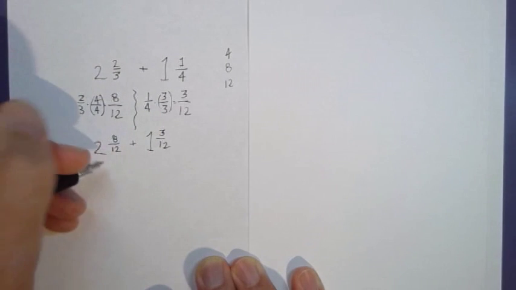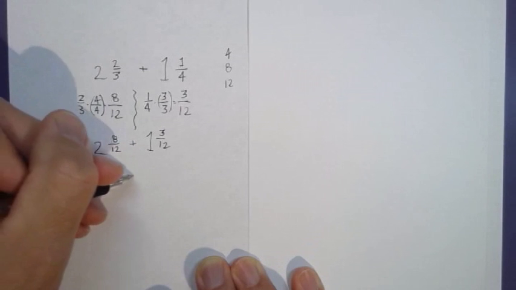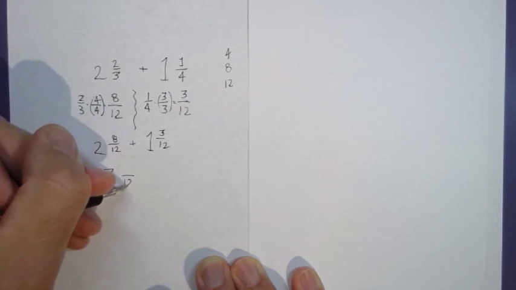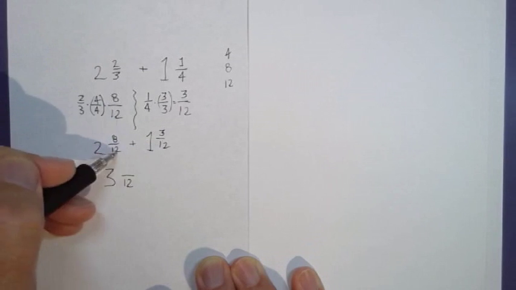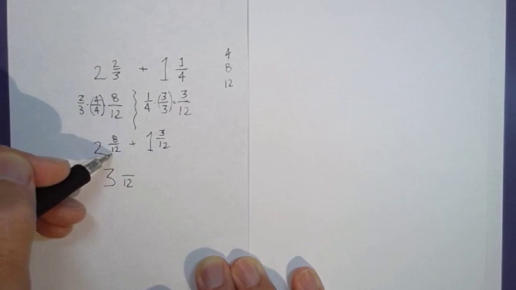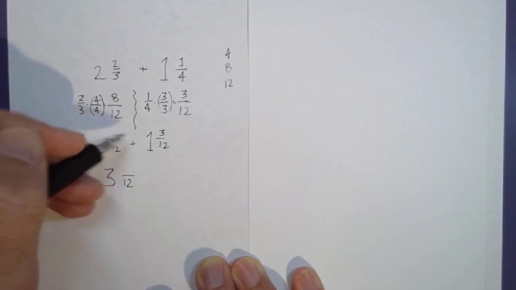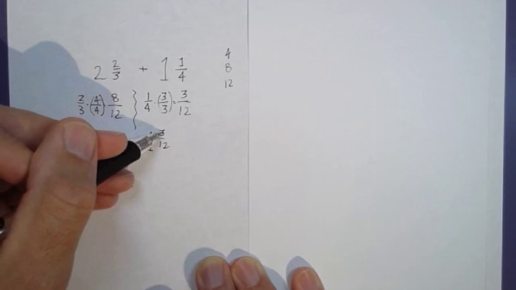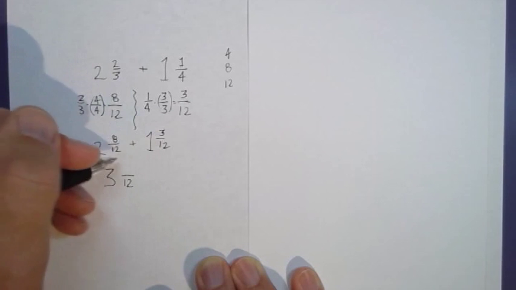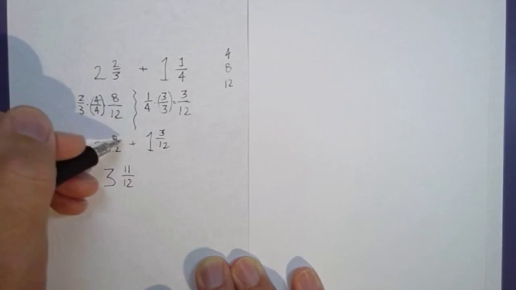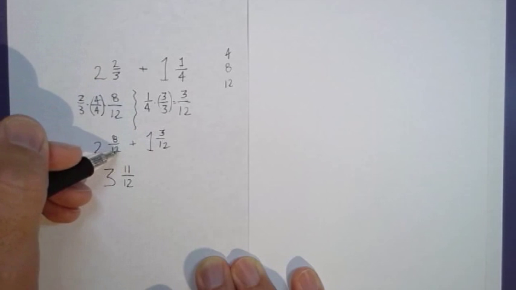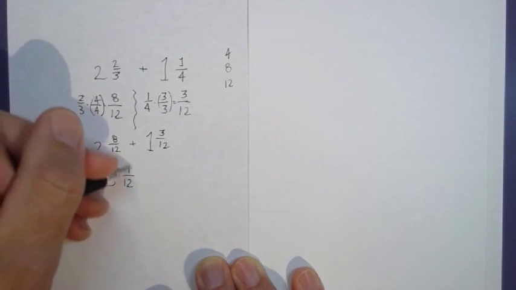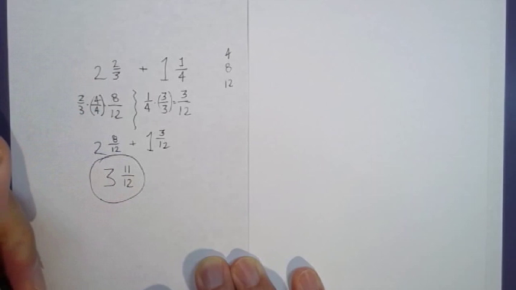So 2 plus 1 is 3, and 12 is going to be our denominator. We do not add these together. If we have 8/12 and we add 3/12, all together we have 11/12. 8 plus 3 is 11. Add the top. Once the bottoms match, leave it the same. So there is our answer.